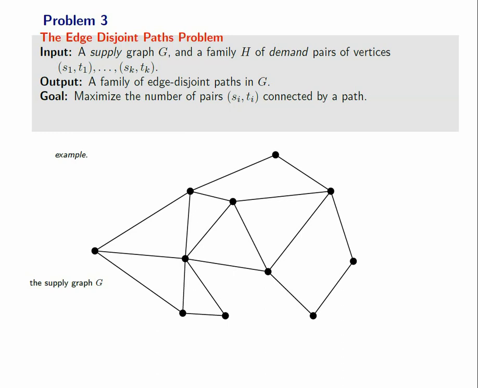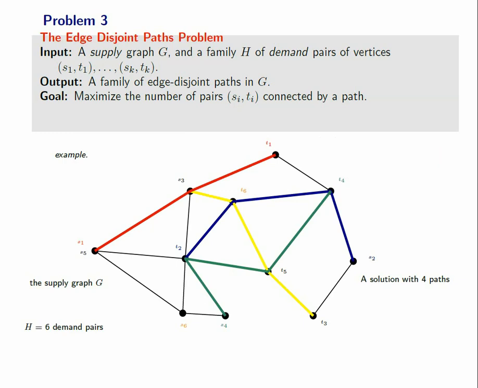The maximum integral multiflow problem is a generalization of the famous edge disjoint path problem. In the edge disjoint path problem, we are given a supply graph G and a set of demand pairs H. The goal is to compute a family of edge disjoint paths connecting a maximum number of demand pairs.